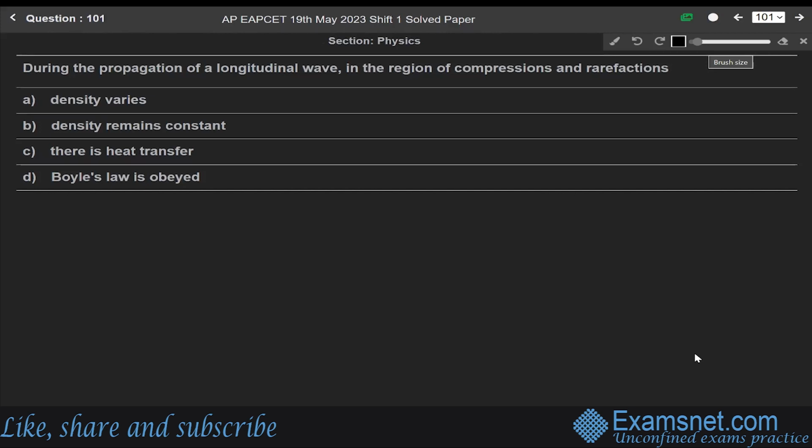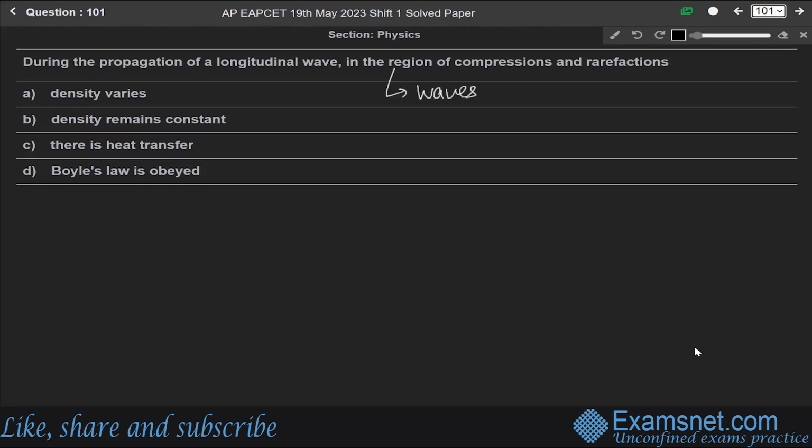So the next question is 101. The question is asking about the propagation of a longitudinal wave in the region of compressions and rarefactions. First of all, this question is from the chapter of waves, and it is asking about the longitudinal wave. So first we should know what longitudinal waves are. Longitudinal waves are the waves in which the vibration of the medium is parallel to the direction the wave travels, and the displacement of the medium is in the same direction as the wave propagation, okay. These mechanical longitudinal waves are also called compression waves.